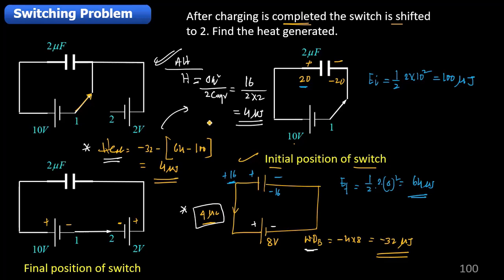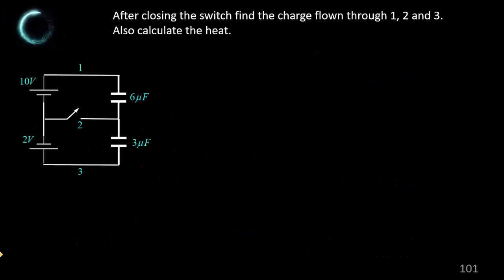Okay. So this is the way you should draw the two diagrams, and based on that you can solve the switching type of problem. So now let us solve some of the numericals based on this concept. Okay. Let us say this is the initial circuit. After closing the switch, find the charge flown through the 1, 2 and 3. Also calculate the heat.